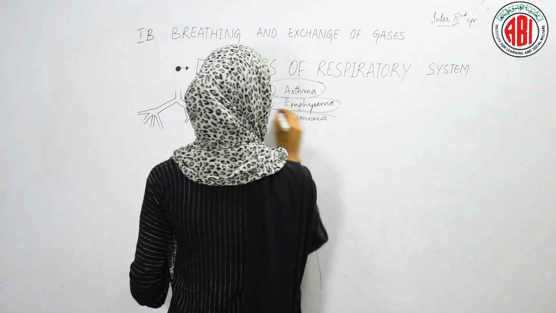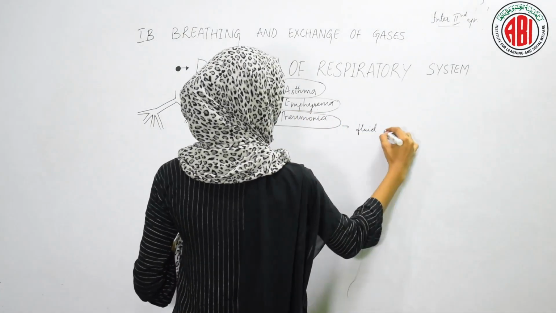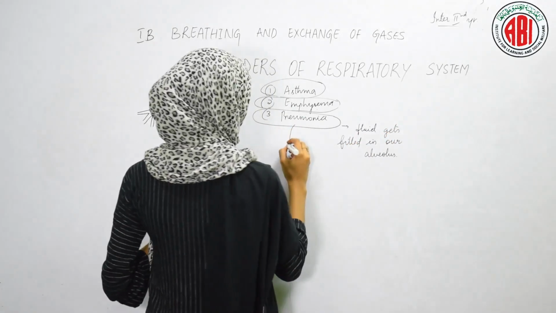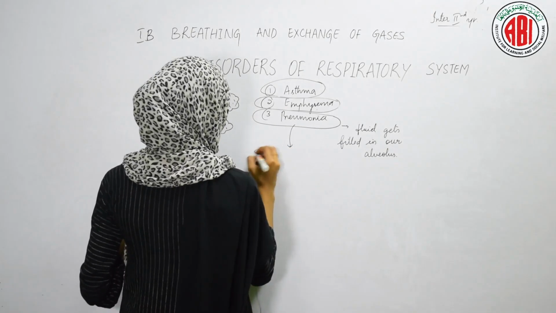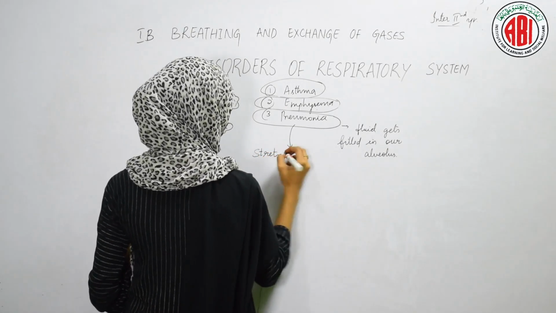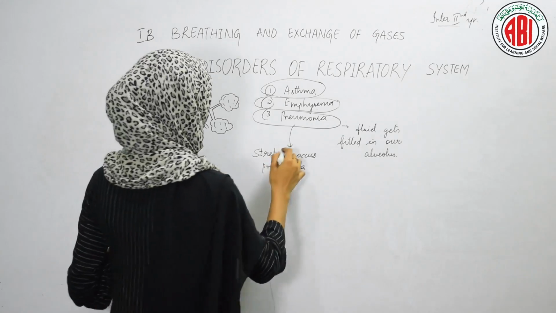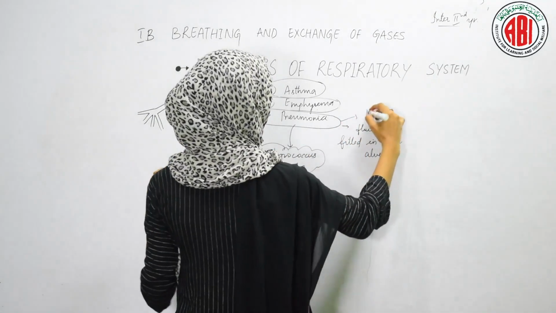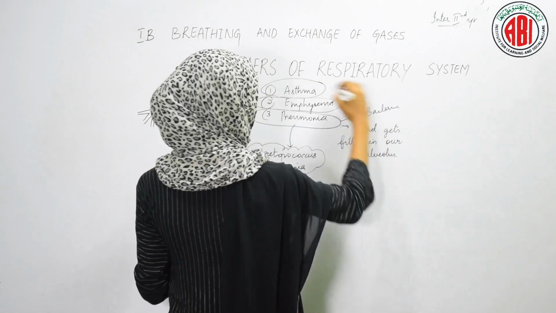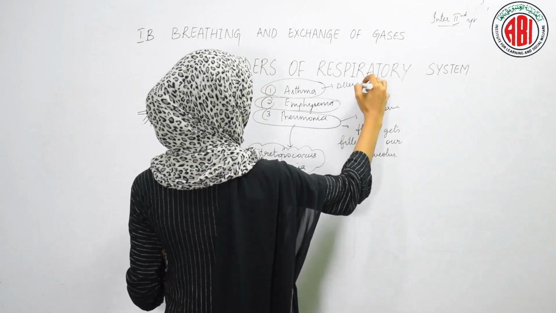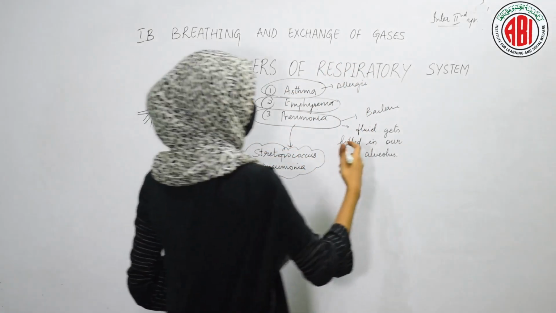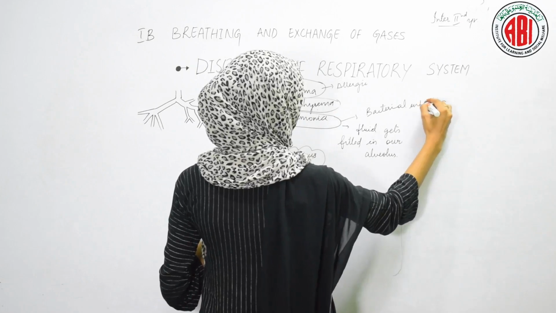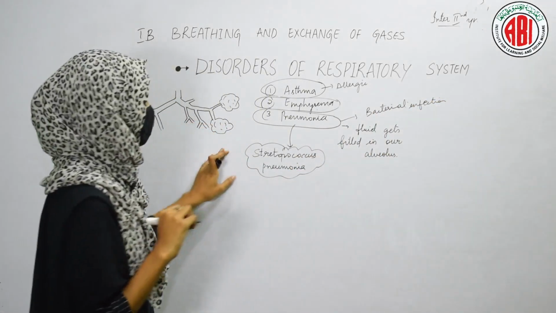This is the disorder in which fluid gets filled in our alveolus. And this disorder is caused by a bacteria called Streptococcus pneumonia. So, Streptococcus pneumonia is a bacteria. It causes a lung disorder called pneumonia. So, pneumonia is a bacterial infection, whereas asthma is an allergic reaction which is caused due to the hypersensitivity of the immune system, and pneumonia is our bacterial infection which is caused by a bacteria named Streptococcus pneumonia.